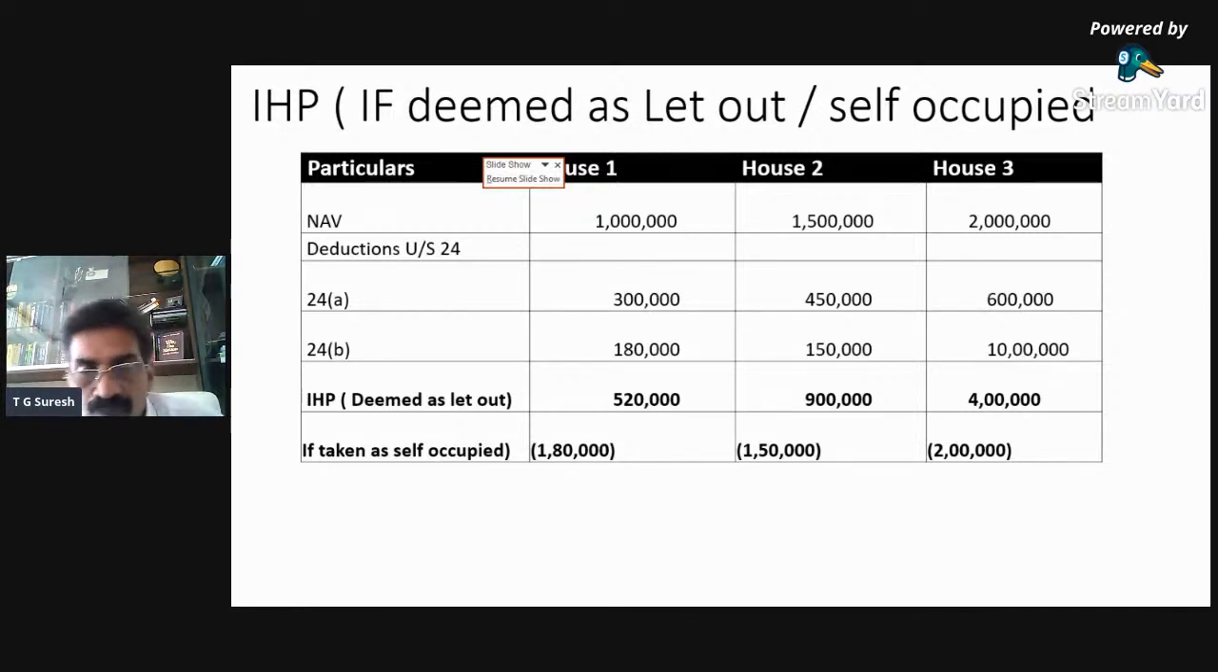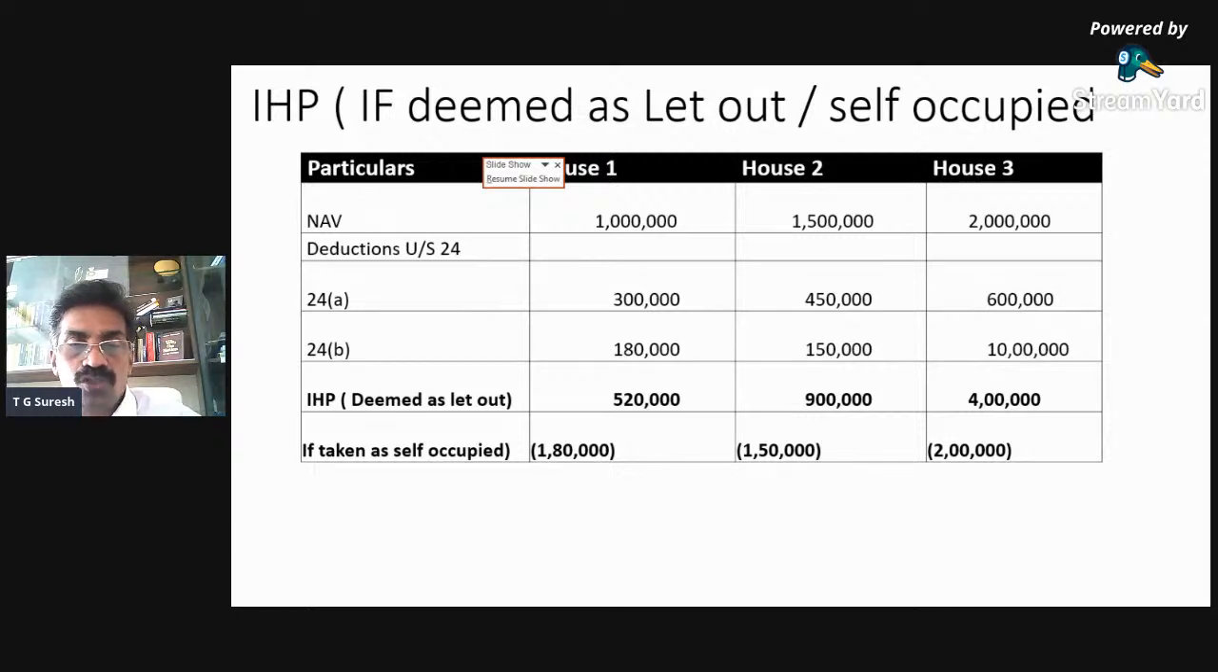Set off within the same head of income, loss from house property, there is no restriction. I can go any amount for inter-source adjustment, not a problem at all. Only when I do inter-head adjustment, I can set off only up to 2 lakhs, and the balance is carried forward. So this is a very interesting point. When you go to the next slide, you will be in a position to understand this particular point.